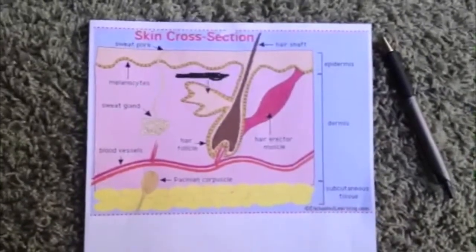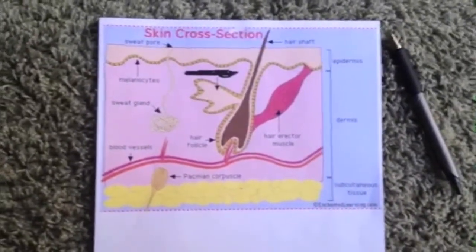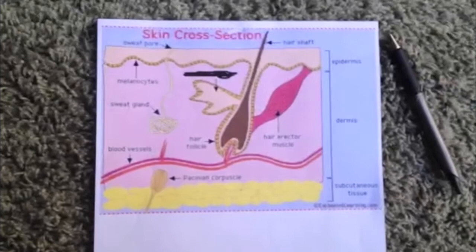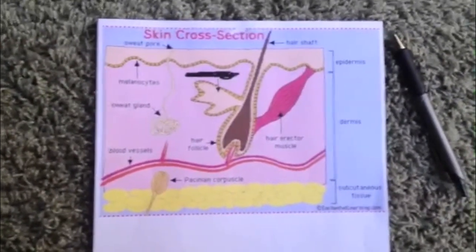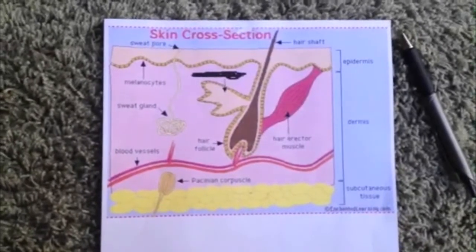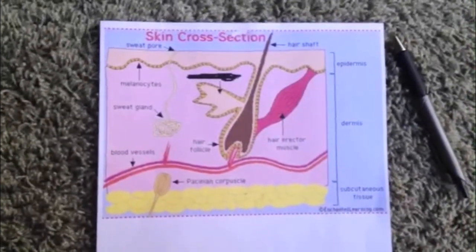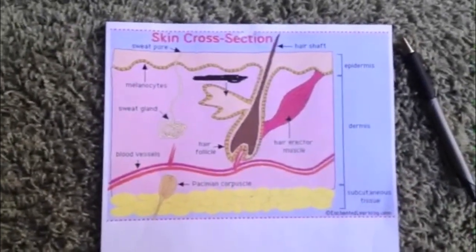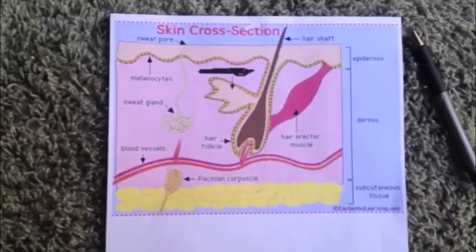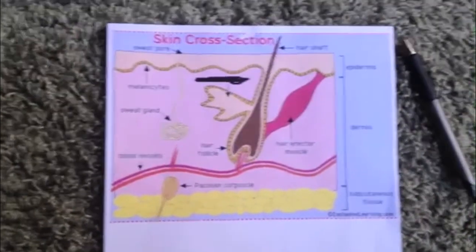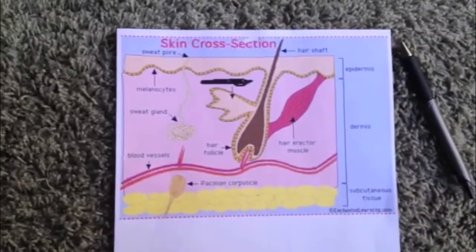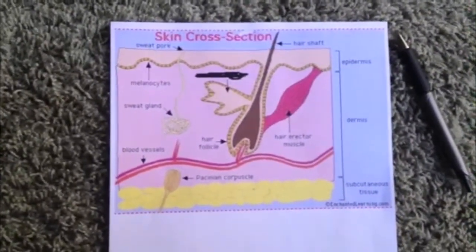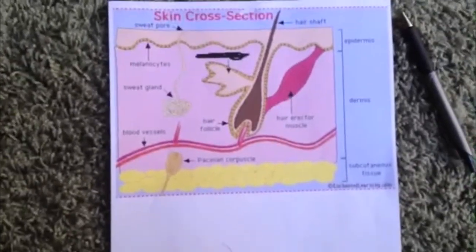The dermis is right under the epidermis and contains blood vessels, hair follicles, sweat glands, and oil glands. Also, this layer has sensory neurons and makes your skin tough. The last layer is the subcutaneous tissue, which is a shock absorber and also helps insulate the body. This tissue also anchors the skin to the body.